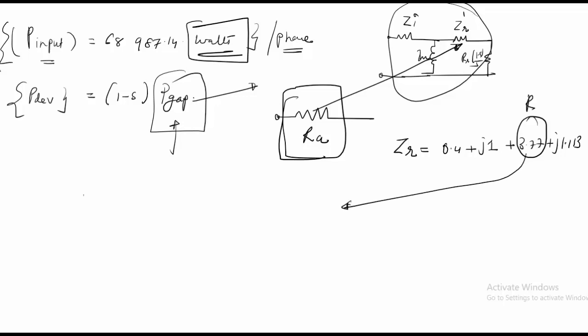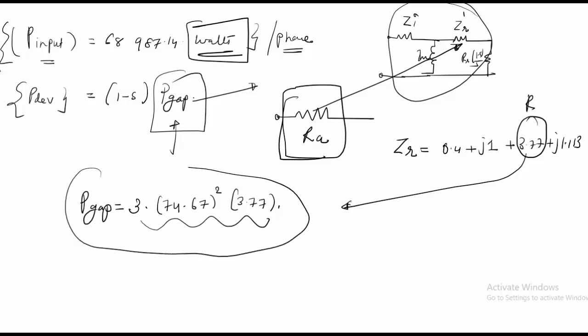So P across the gap is equal to 3 into 74.67 whole square into 3.77. So again this is by considering it for the three phases. So you are multiplying it by 3.